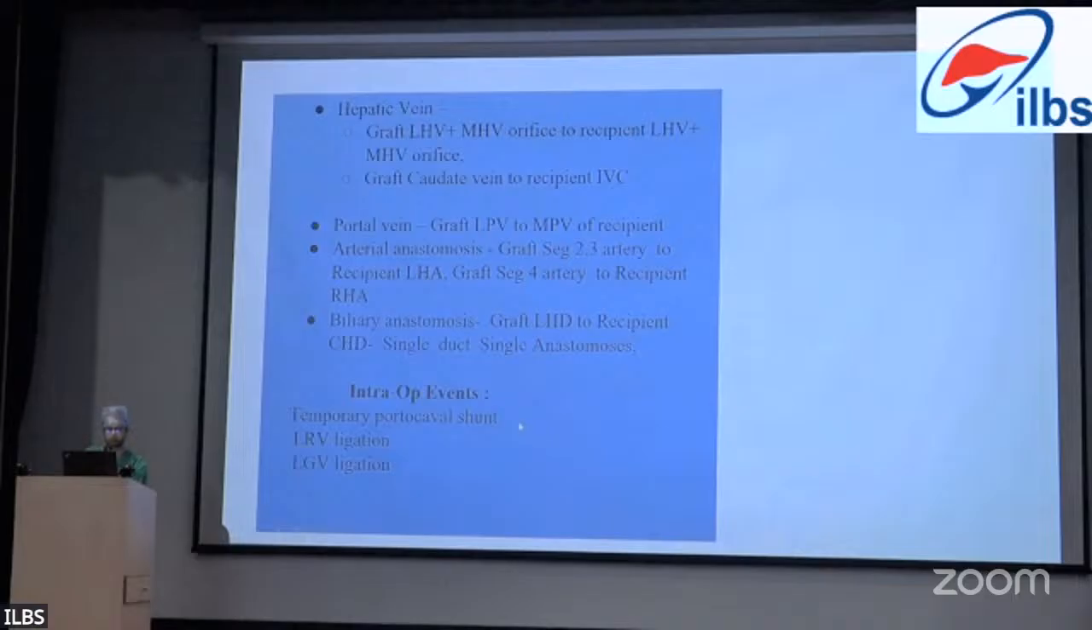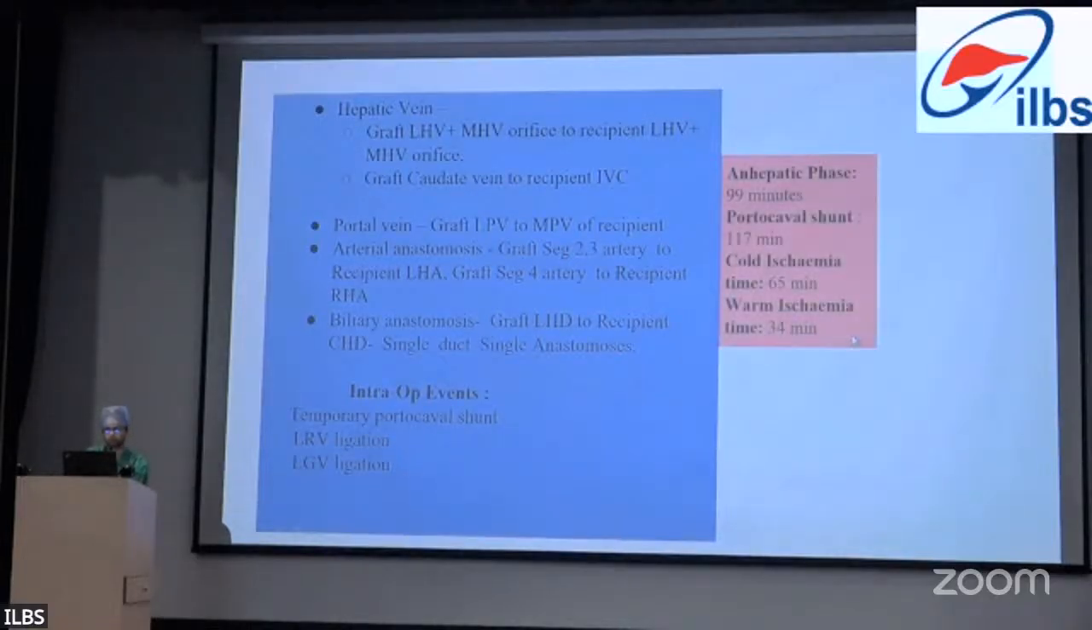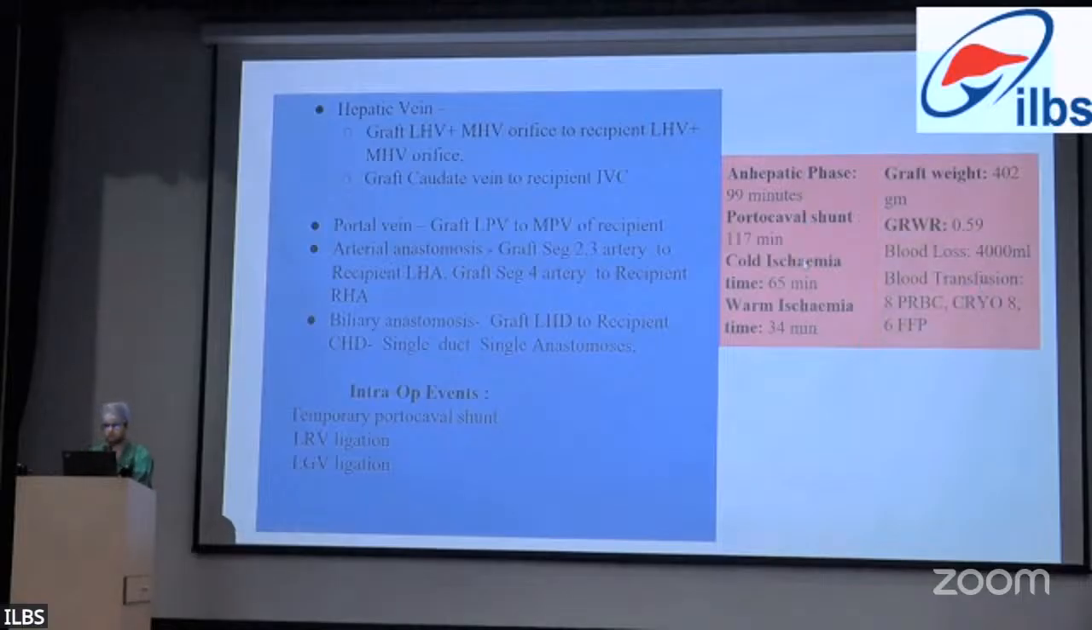Intraoperatively, a temporary portocaval shunt was made, and left renal vein ligation and left gastric vein ligation were done. Anhepatic phase was 99 minutes, and portocaval shunt time was 117 minutes. He had a cold ischemia time of 65 minutes and a warm ischemia time of 64 minutes. Estimated graft volume was 478, but we got 402, and GRWR was 0.59. Overall blood loss was 4,000 ml, and we transfused 8 PRBC, 8 cryo, and 6 FFPs.